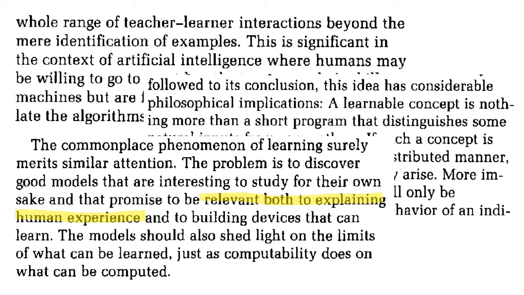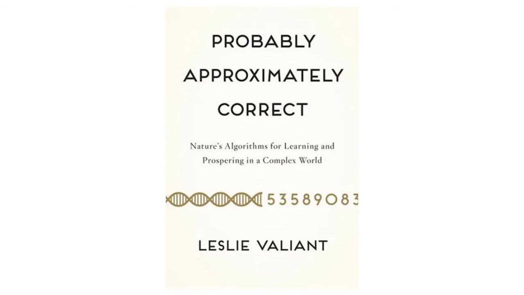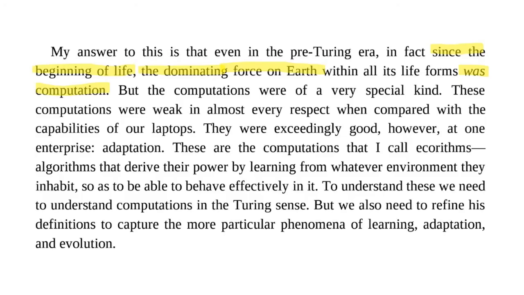Valiant writes more in his book on the topic. He writes, "Even in the pre-Turing era, in fact, since the beginning of life, the dominating force on Earth within all of its life forms was computation. These computations were weak in almost every respect when compared to the abilities of our laptops, but they were exceedingly good, however, at one enterprise, adaptation. These are the computations that I call ecorhythms, algorithms that derive their power by learning from the environment they inhabit so as to behave effectively in it.